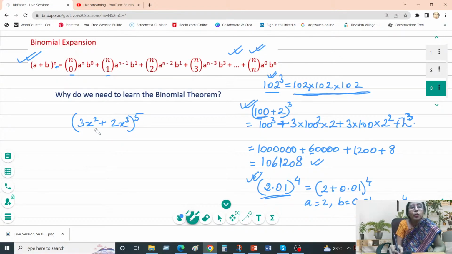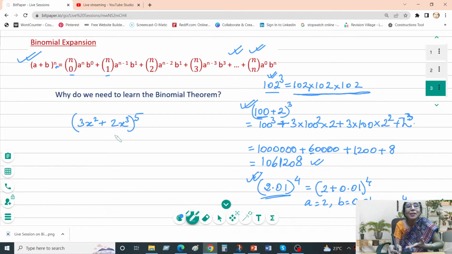So either you go on multiplying 3x squared plus 2x cubed times 3x squared plus 2x cubed times 3x squared plus 2x cubed times 3x squared plus 2x cubed times 3x squared plus 2x cubed. So you will be having the expression 5 times, and they will be getting multiplied together. That is the very primitive method. The other way is to apply the binomial theorem.